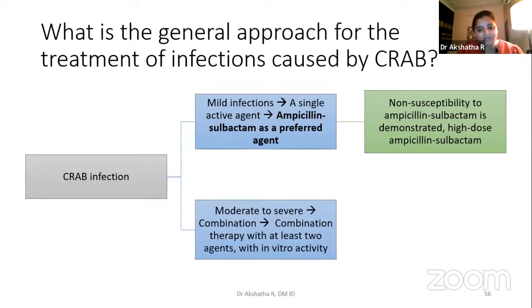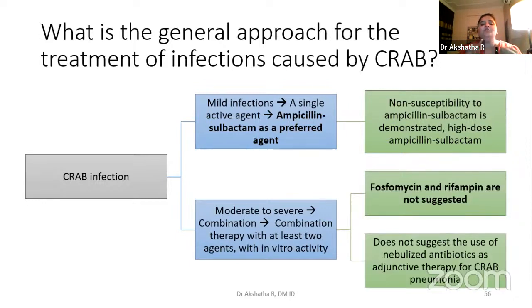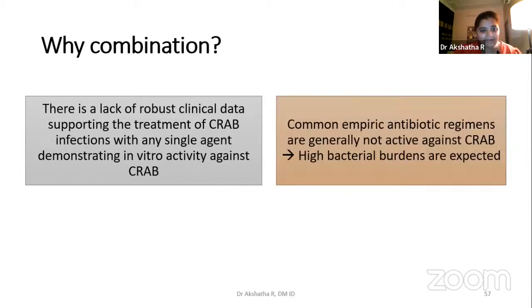In moderate to severe infection, combination therapy with at least two agents with in vitro activity, in which you shouldn't be using fosfomycin or rifampicin, and there is no role of nebulized antibiotics for CRAB pneumonia. So this guidance has restricted itself to moderate to severe infection due to CRAB and not commented upon mild infection. So why should we use combination? They strongly recommend combination therapy in moderate to severe infection of CRAB, even if susceptibility is demonstrated, because there is a lack of robust clinical data supporting treatment of CRAB with a single agent.